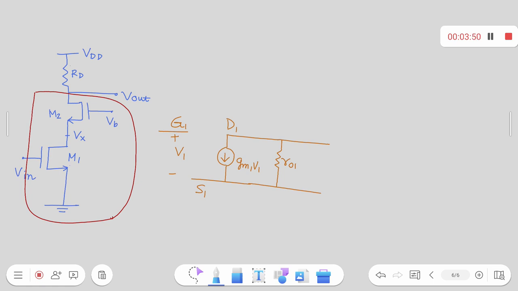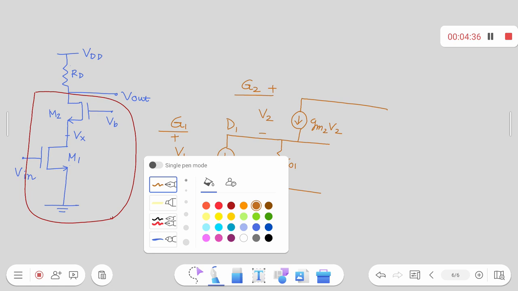Then D1 is connected to source 2, S2. So D1 is nothing but your S2. D1 is equal to S2. Then between G2 and S2, suppose this is G2, gate 2. Between G2 and S2, suppose the voltage is say V2, for example. So this voltage is V2. And between D2 and S2, you have obviously gm2 V2. Let me just place it over here. This is your S2.